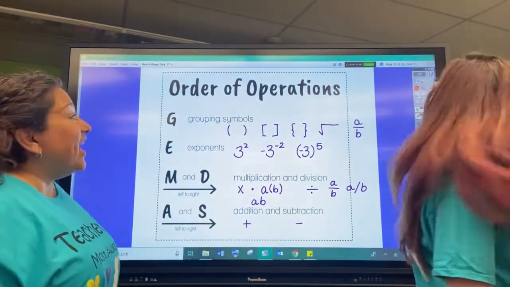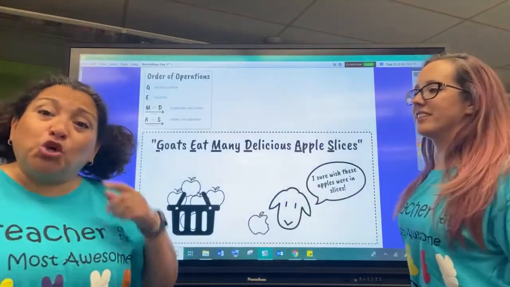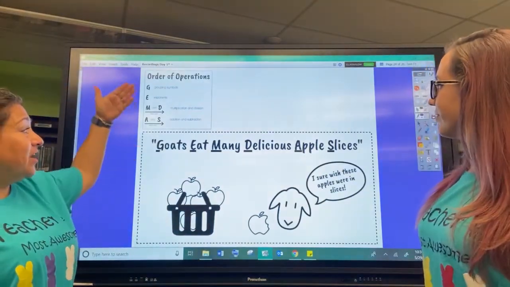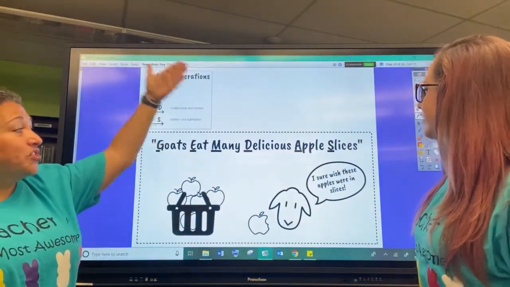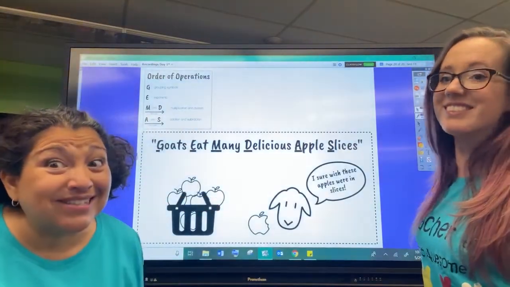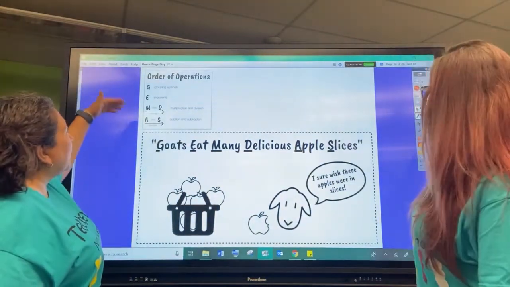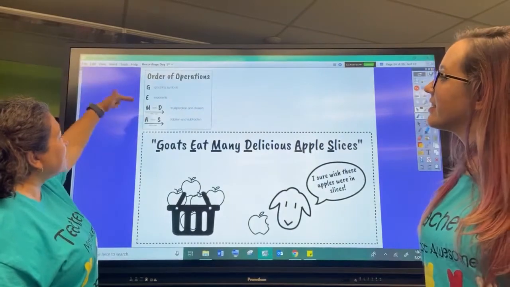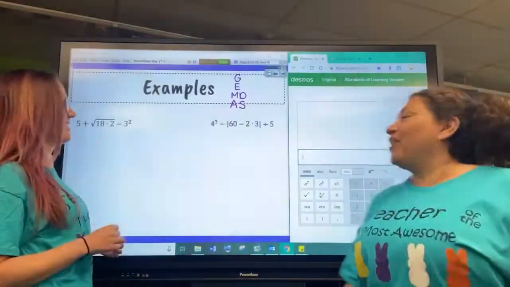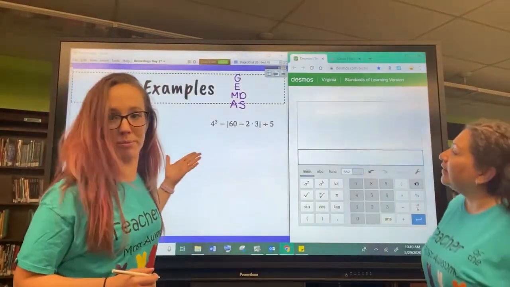So, alrighty then. We're going to show you how we have chosen with our classes to remember this order of operations. Goats eat many delicious apple slices. Even the goat says, I sure wish these apples were in slices. This is how we remember things. And right up here, we've got grouping, exponents, multiplication and division left to right, addition and subtraction left to right. Okay, so let's go. All right, so we've got this many-step problem over here.